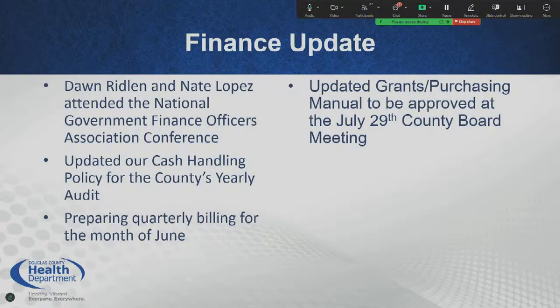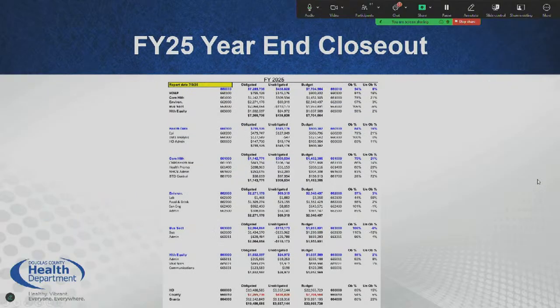Jerry's been working on updating our cash handling policy for the county's yearly audit that's coming up. We're preparing our billing for the month of June. And then the county updated their grants and purchasing manual, and that should be approved by the county board on July 29th. And then we have a lot of work to do making sure that our policies and procedures fall in line with the new manual. I think in your packet you received the 2025 year-end closeout.